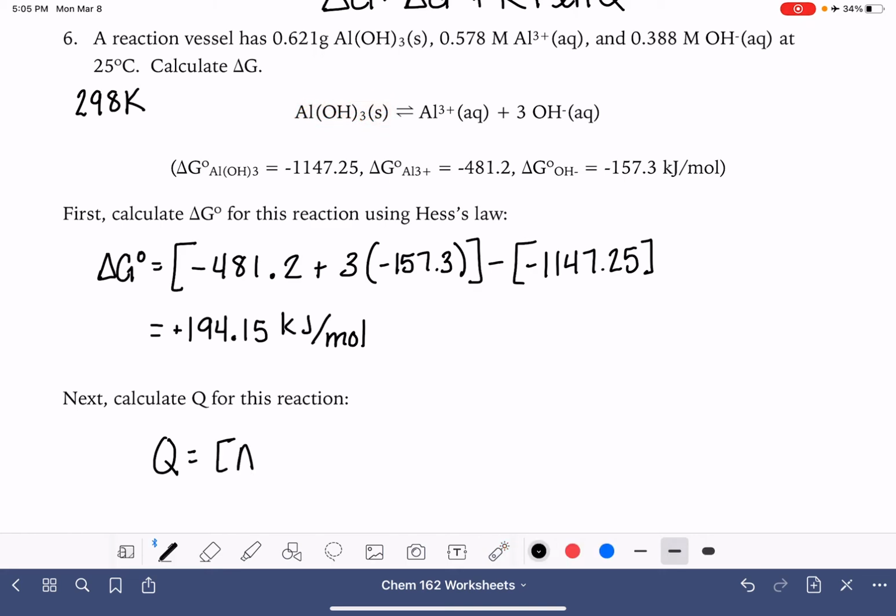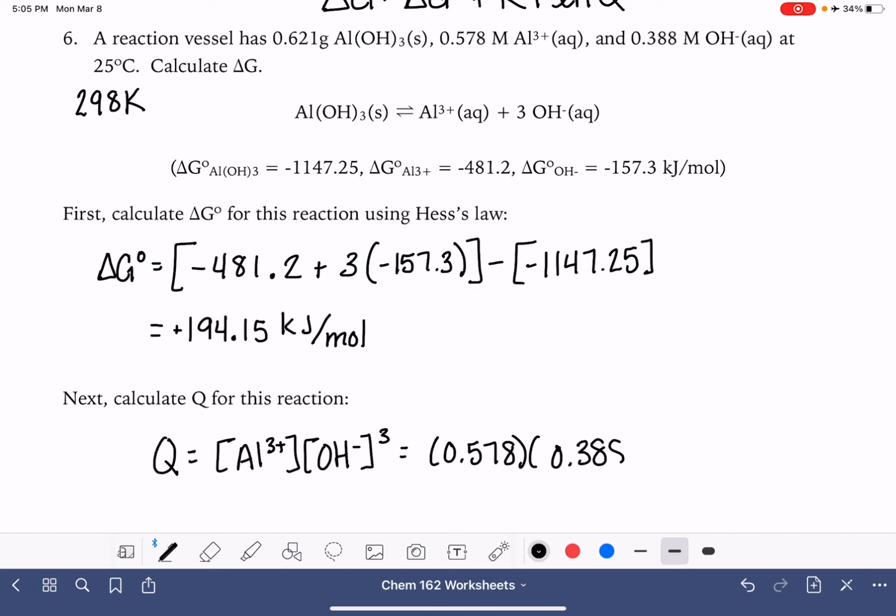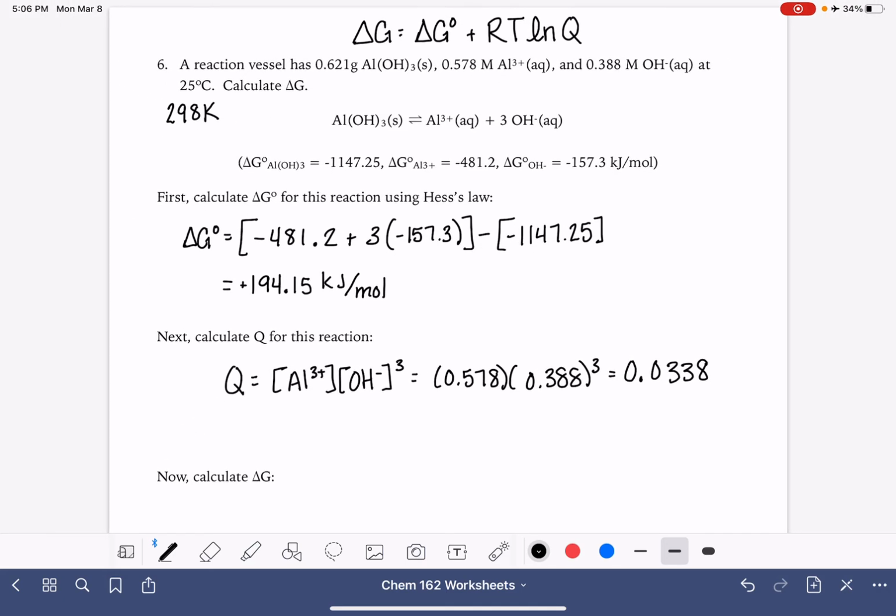So the Q for this is going to be Al3 plus times OH minus cubed. We're going to plug in our concentrations from the problem. Our aluminum concentration is 0.578, and our OH minus concentration is 0.388, and that's going to be cubed. So let's calculate that. And this gives us a Q value of 0.0338. These problems are pretty tedious, but now we're ready to actually finish it off.